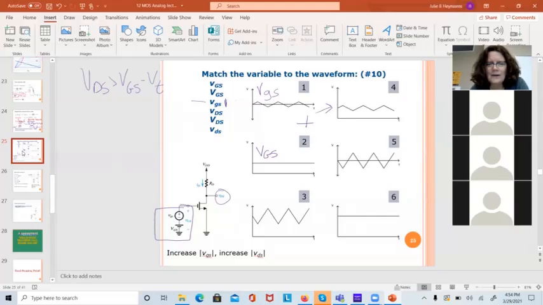This is little v, big G, big S, for the one that looks like this. And we can do the same thing for the drain to source. There's a DC component right here. This is big V, big D, big S.